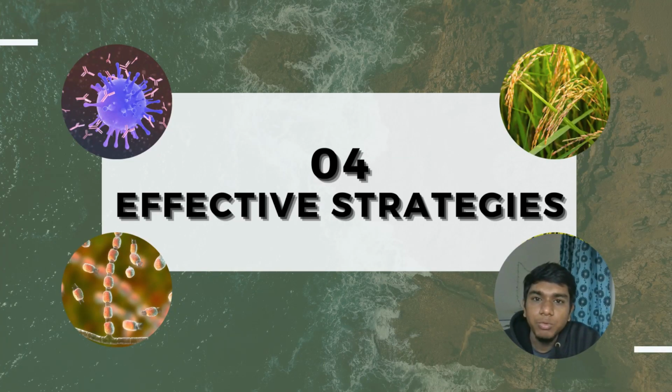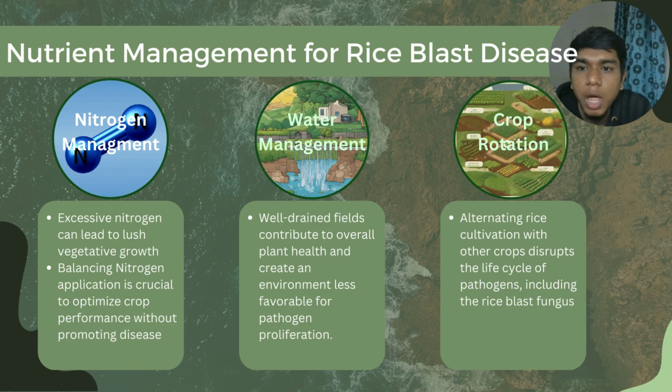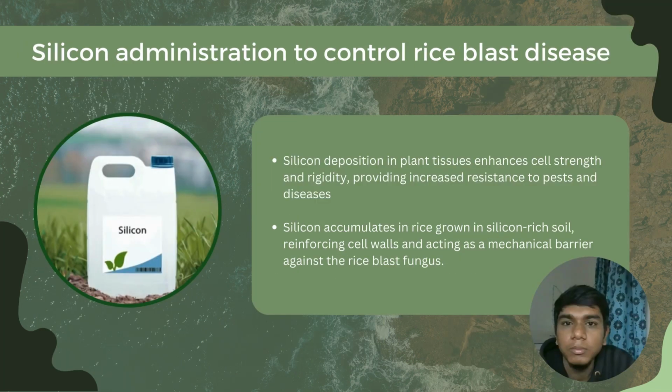There are a few effective strategies to overcome rice blast disease. First, we can do nutrient management by managing nitrogen, water, and crop rotation. Excessive nitrogen can lead to large vegetative growth, which induces the growth of pathogen. Water management is crucial to avoid growth of pathogen and promote overall plant health, while alternating rice cultivation with other crops can disrupt the life cycles of pathogens.